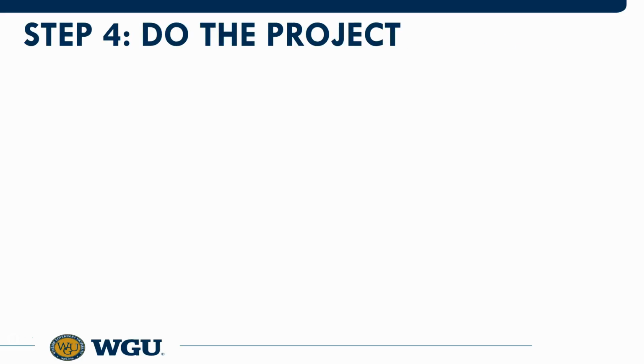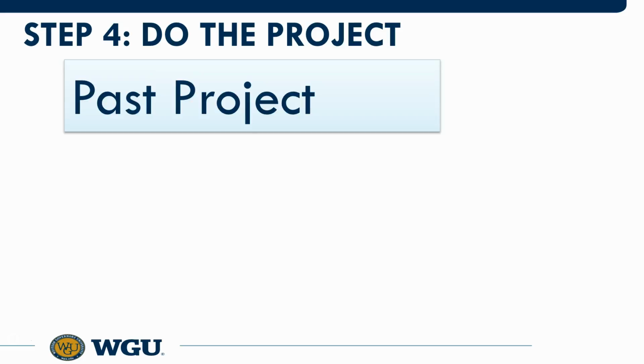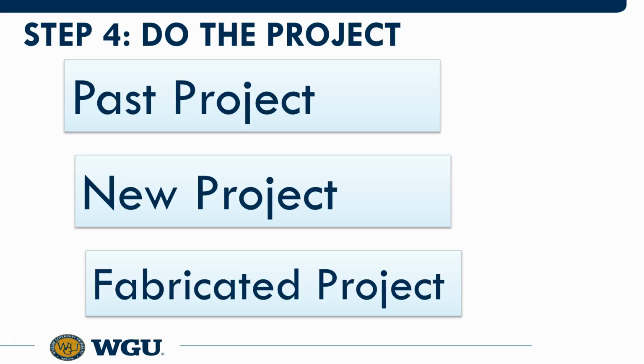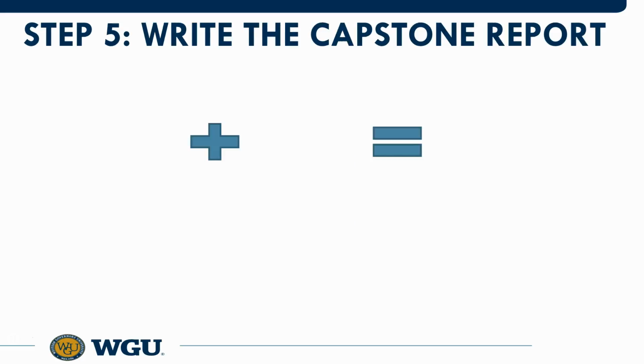Step 4, do the project. Whether it is complex or simple, now is the time to execute your proposal. If you are using a past project from work, this step is more concerned with making and organizing notes about what happened when the original project was actually performed at your enterprise. If the project is a new one, make certain that you keep good notes. And for a fabricated project, do the research needed to make this project indistinguishable from reality.